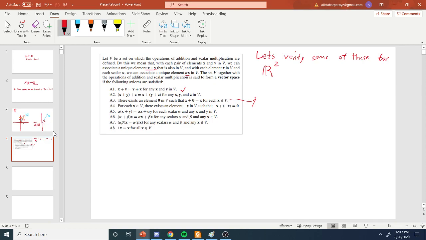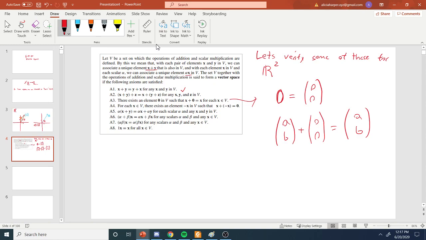So what we can do is take our 0 vector to simply be the vector with entries 0, 0: 0 in the first component, 0 in the second component. Now, if we add this vector to any other vector, of course, we're going to get the other vector back. So (a, b) plus (0, 0) is just going to give me (a, b). And so that verifies A3.